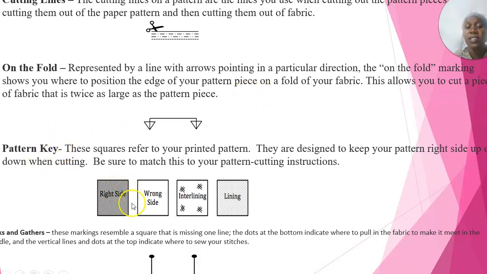We also have some pattern keys. They indicate the right side of the fabric, the wrong side of the fabric, the interlining where we're going to put an interface, and the lining. We also have some tucks and gathers that you can see here. They will give you an allowance so that you'll be able to form your tucks and your gathers.